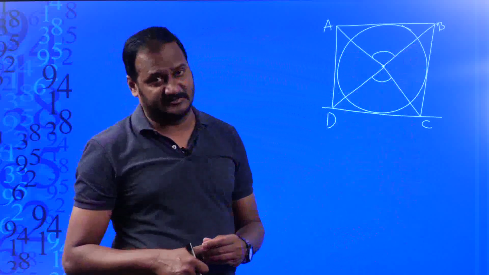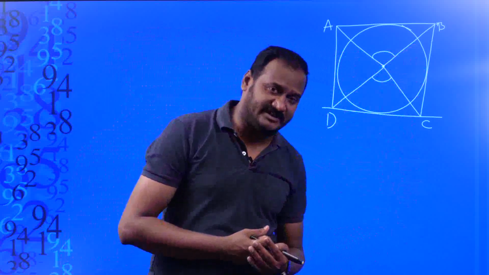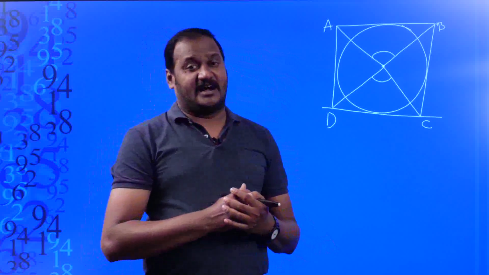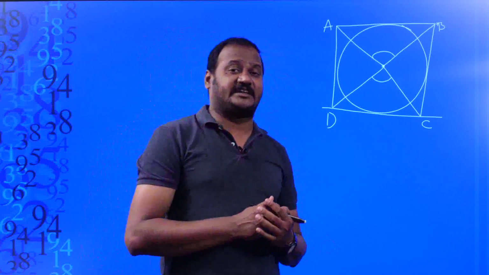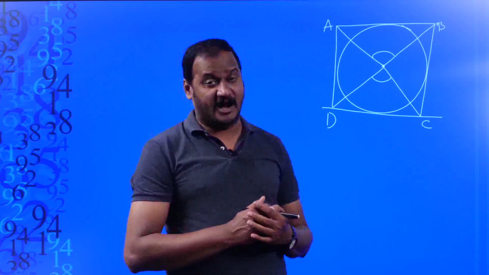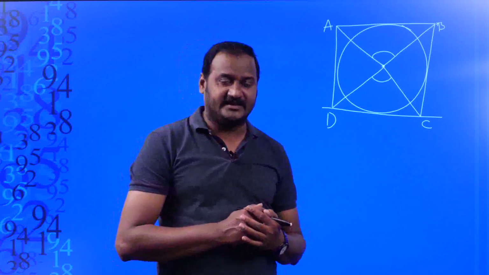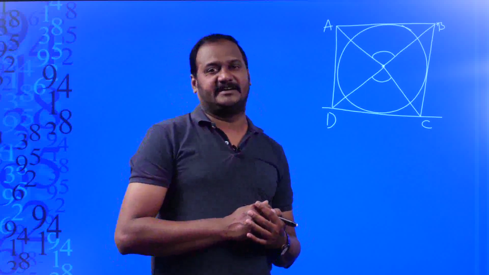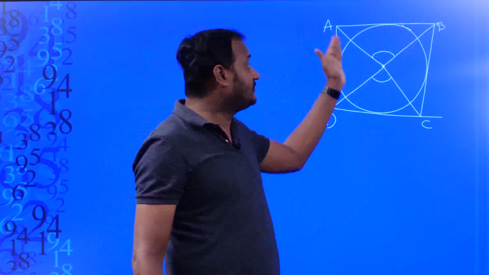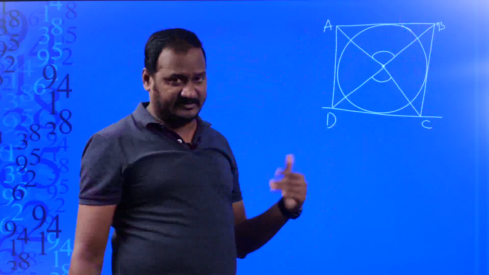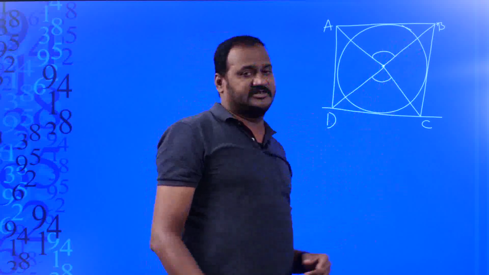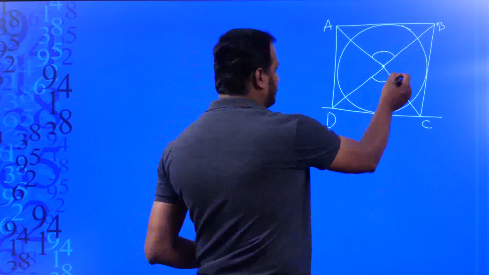But how is that possible? Before that, please do remember the statement of the theorem. The statement of the theorem is: opposite sides of a quadrilateral circumscribing a circle subtend supplementary angles at the center. It means you are going to prove that angle AOB plus angle COD is equal to 180, or angle AOD plus angle BOC is also equal to 180 degrees. So that is what I am going to write here.